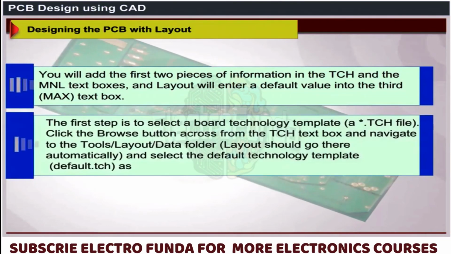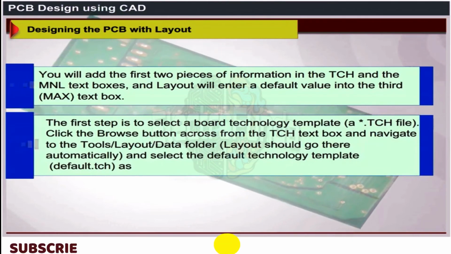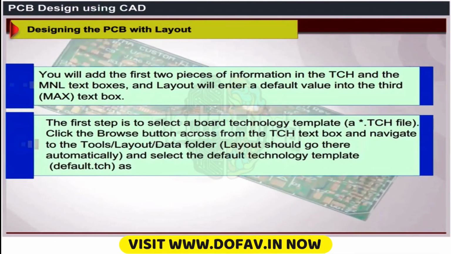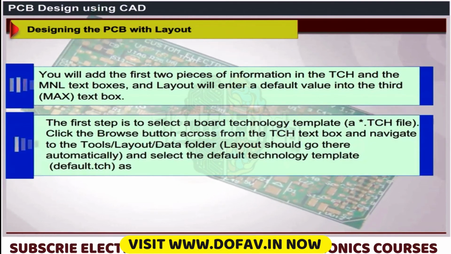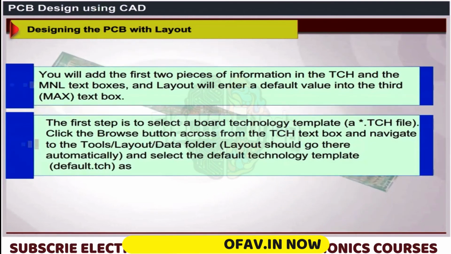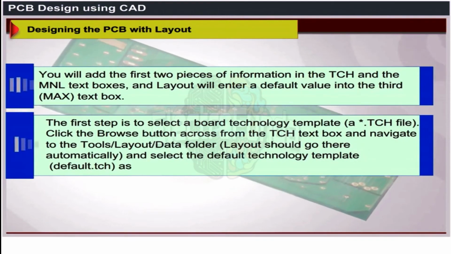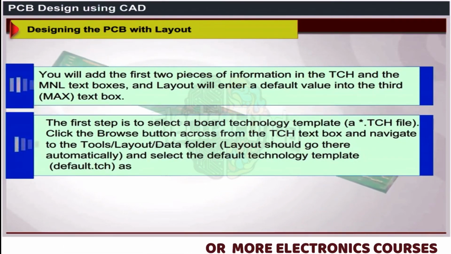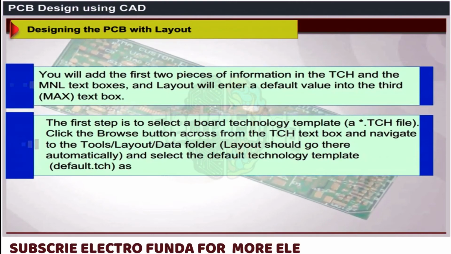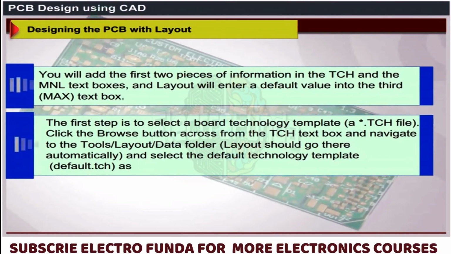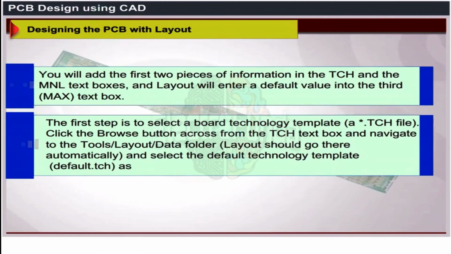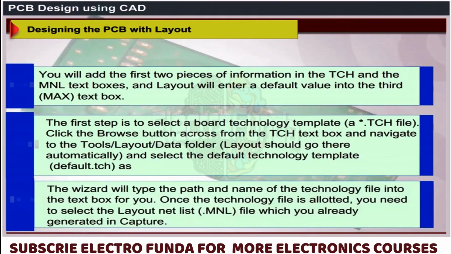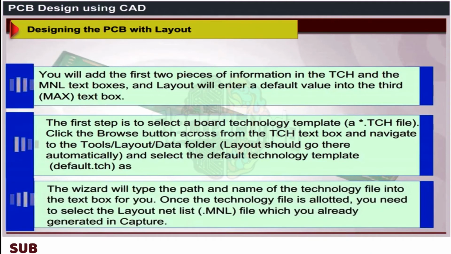The first step is to select a board technology template, a star.tch file. Click the browser button across from the TCH text box and navigate to the Tools or Layout or Data folder. Layout should go there automatically and select the default technology template, default.tch. The wizard will type the path and the name of the technology file into the text box for you.